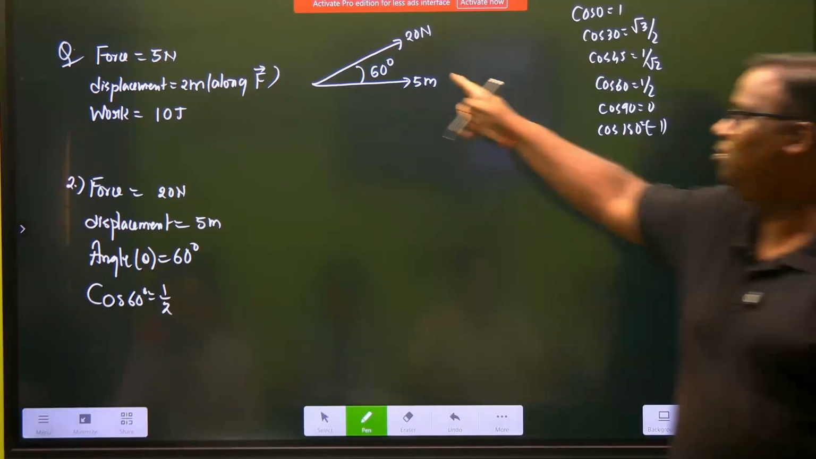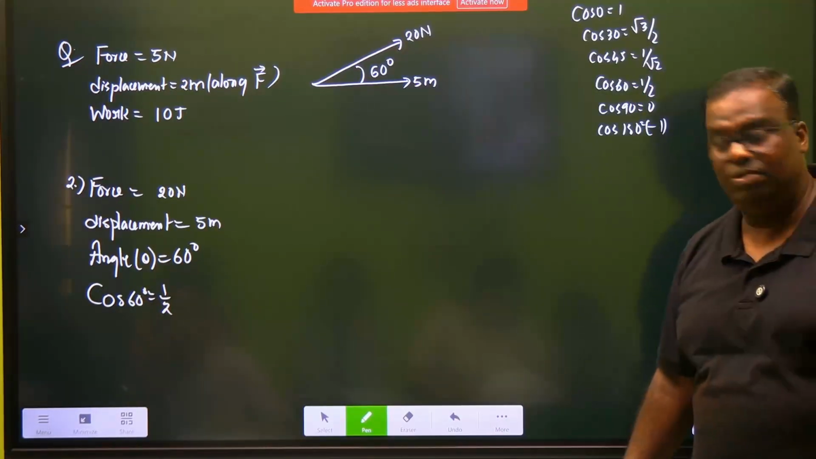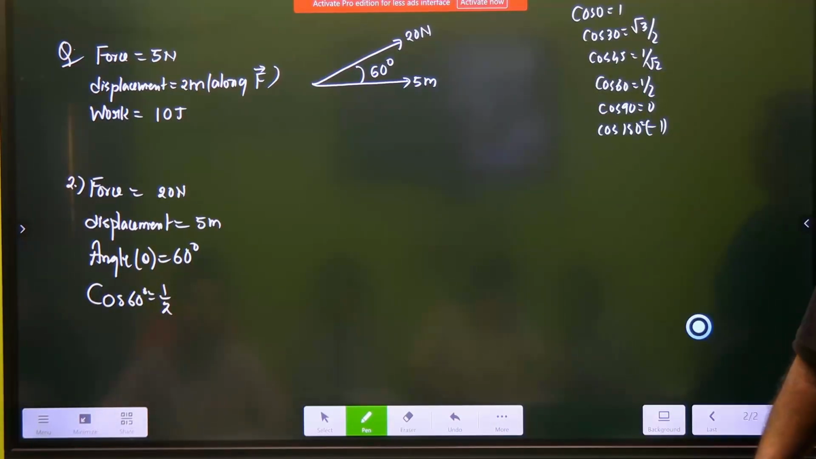So here it is how much? 60 degree. 60 means cos of 60 will be how much? Half. So half of this becomes this. Okay? Clear? Nothing great? Okay.